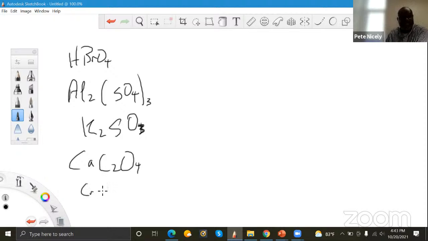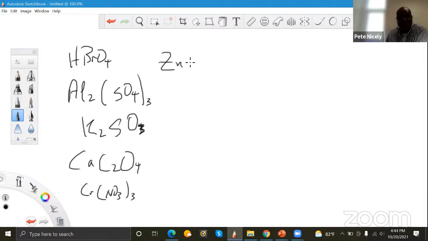Yep, that's correct. Cr(NO3)3, with a 3 outside the parentheses. Okay. And then the last one in this series is zinc cyanide. Oh no, there's 2 more. But the next one is zinc cyanide. So what's the formula for zinc cyanide?